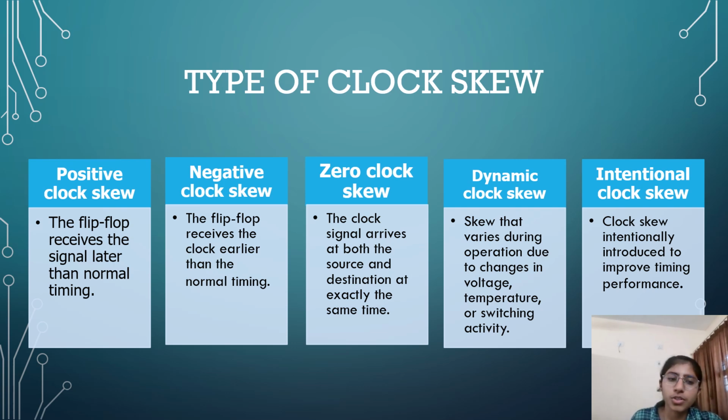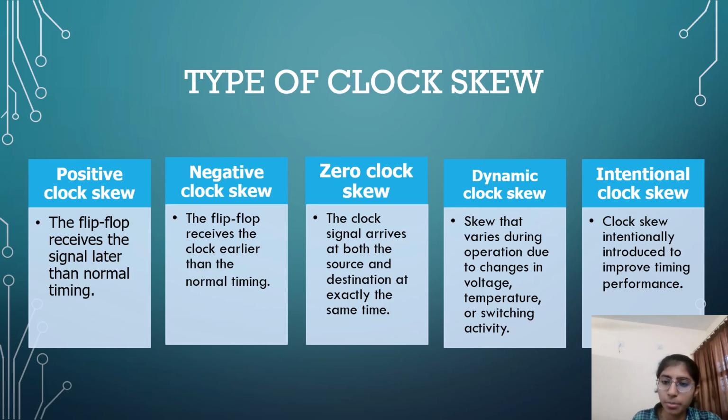Types of clock skew. First, positive clock skew. The flip-flop receives the signal later than the normal timing. Second, negative clock skew. The flip-flop receives the clock earlier than the normal timing. Third, zero clock skew. The clock signal arrives at both the source and the destination exactly at the same time.